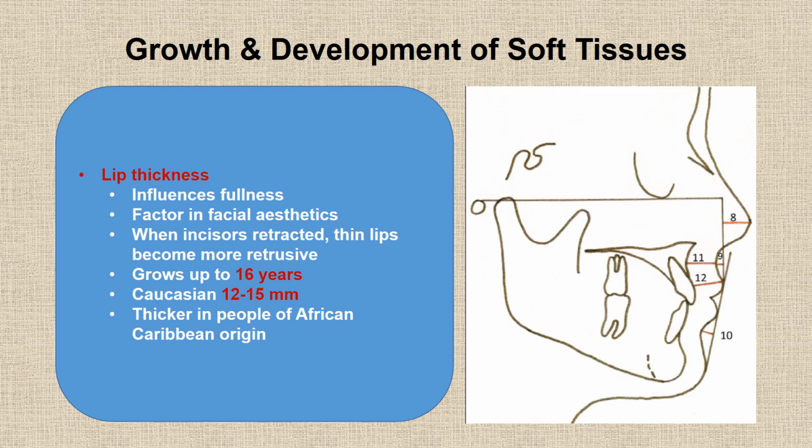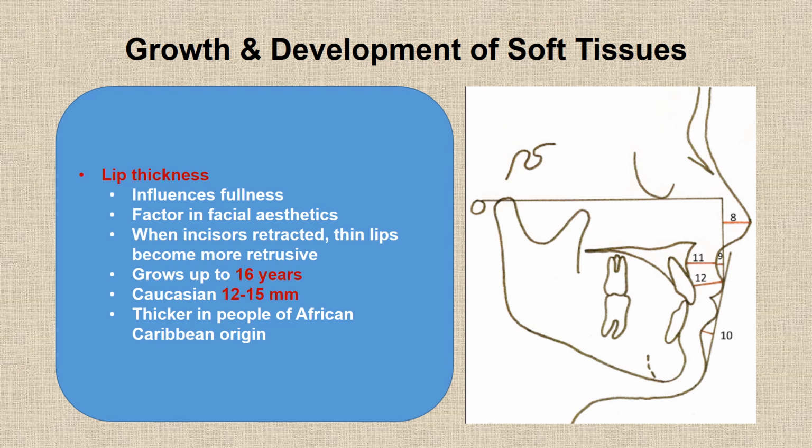Now, lip thickness influences the fullness of the lip and is a major factor in facial aesthetics. When incisors are retracted, thin lips tend to become retrusive. Lip thickness grows up to 16 years of age. In Caucasians, this is about 12 to 15 millimeters, and it is thicker in people of African or Caribbean origin. The lip thickness is usually measured at the level of the A point.